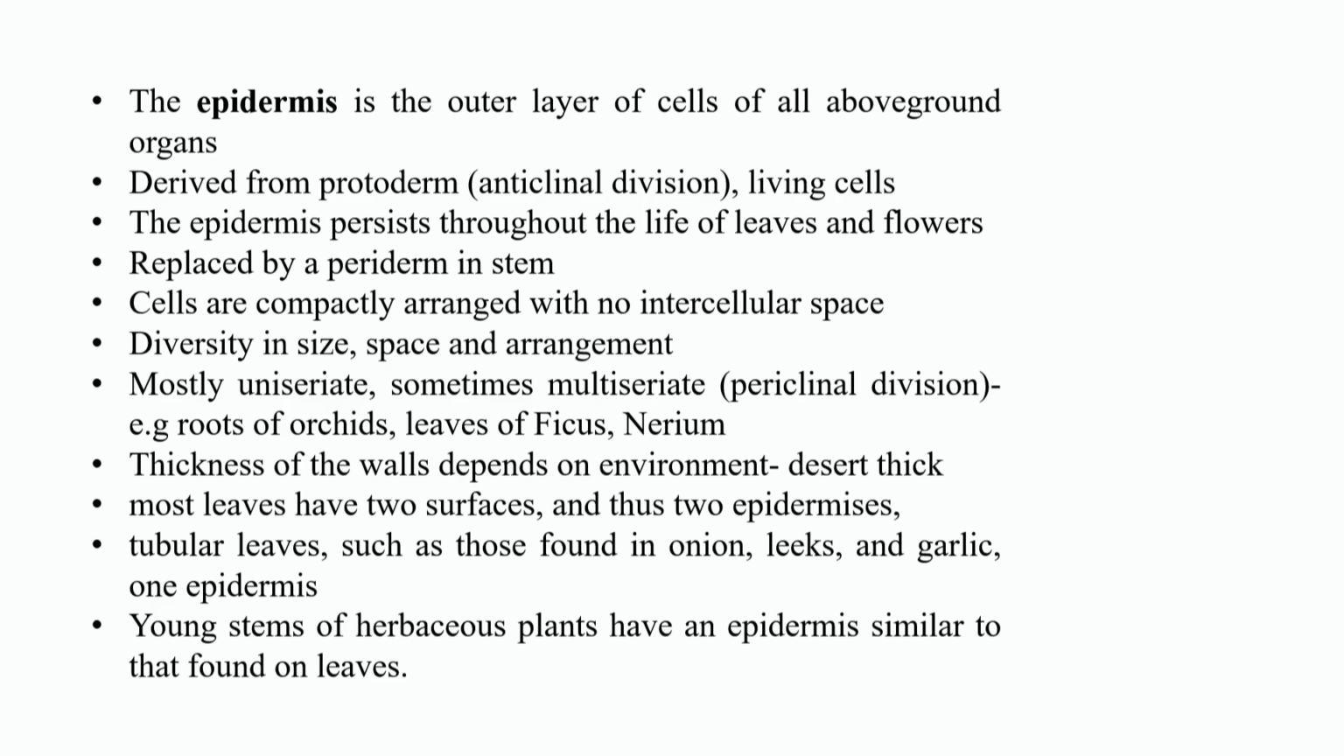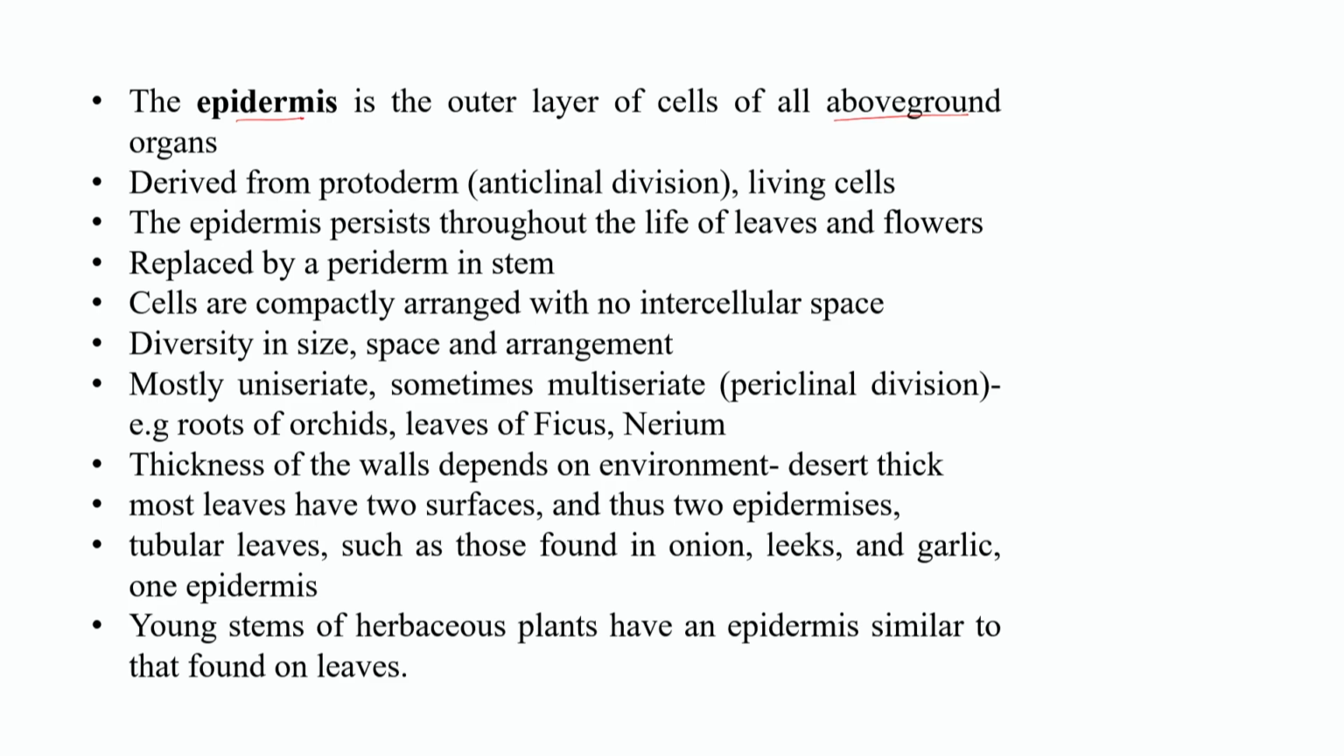So epidermis is definitely the outer layer of cells, or the outer boundary of all the organs of the plant. Basically we call it epidermis when we talk about above ground organs. When we talk about roots, then it is also an outer boundary, but the name is slightly different. We call them rhizodermis or epiblema or piliferous layer. So that is also there in the underground organs. Now coming to epidermis. Epidermis is derived from protoderm by anticlinal division and they are living cells.